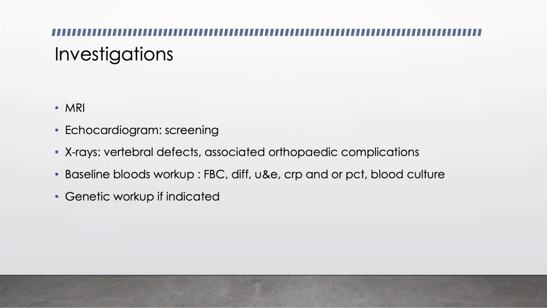So in terms of investigations, the gold standard is MRI, so we can visualize the neural tube defect or the myelomeningocele and all its components. And then we can also do an echo for screening purposes in terms of associated defects. We can also do x-rays to visualize the vertebral defects as well as the associated orthopedic complications. And then in terms of your baseline blood workup in preparation for surgery for closure of the MMC, we can do a full blood count with a differential count, a urea and electrolytes, as well as your infective markers, as these babies are prone to infection. And then you can also do a genetic workup if it's indicated.